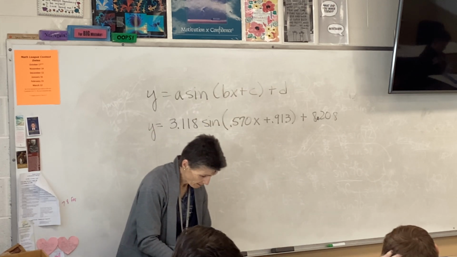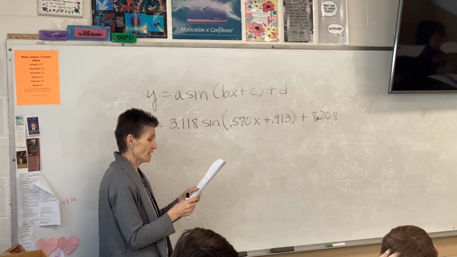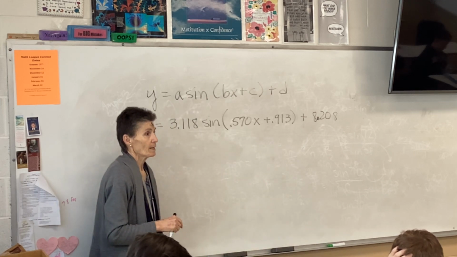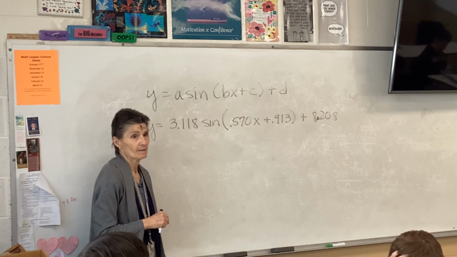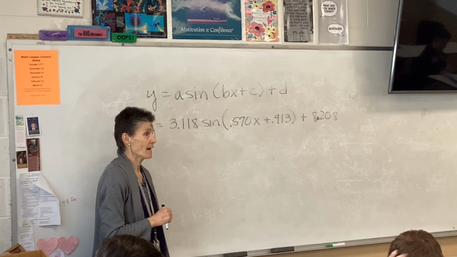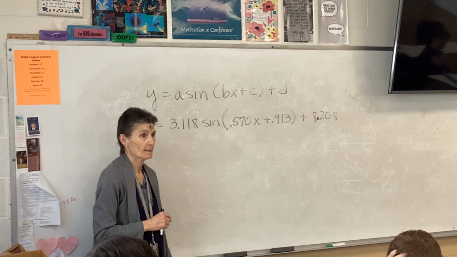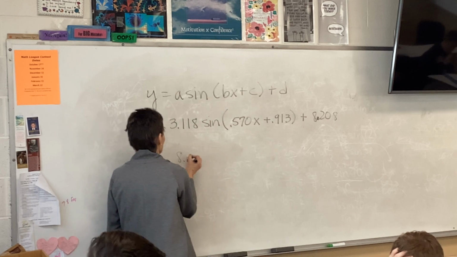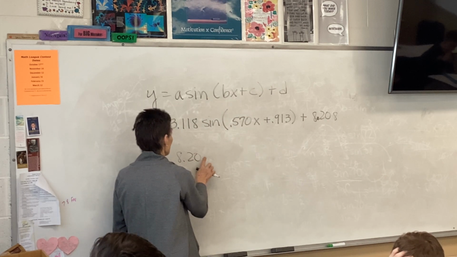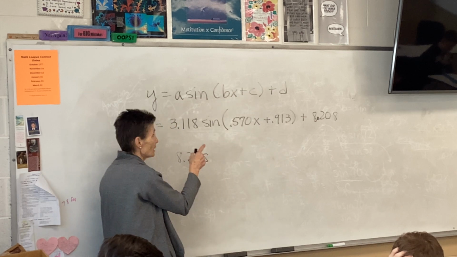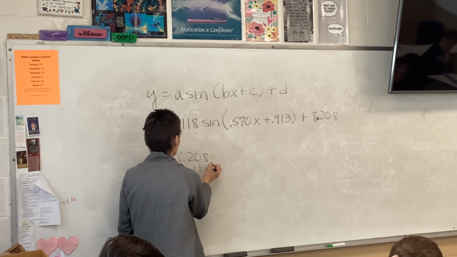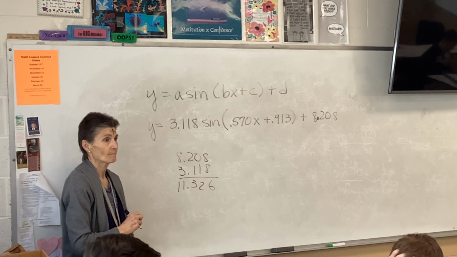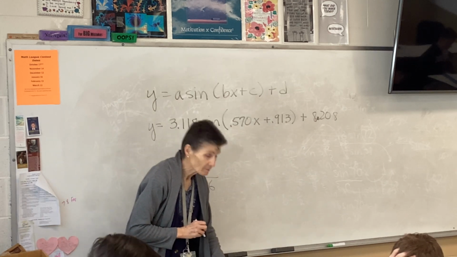Okay, so what do the directions say? What is the maximum number of nighttime hours predicted by the sinusoidal function model? Okay? I think he's got a mistake in here. Because how would we find the maximum? We just talked about it. Midline plus amplitude. So midline, 8.208. Is that right? Plus amplitude, 3.118. I got 11.326, which is not an answer.